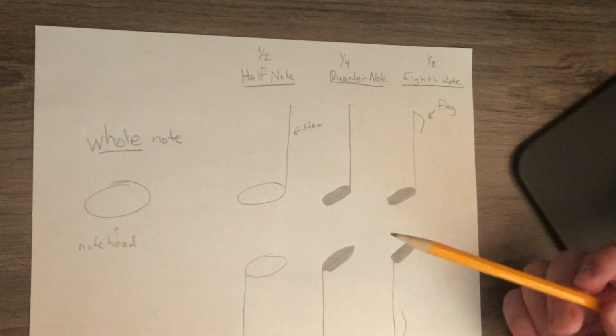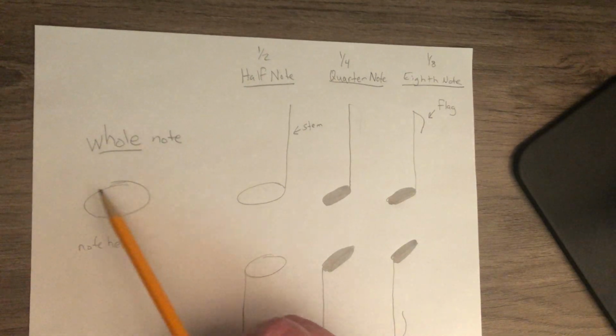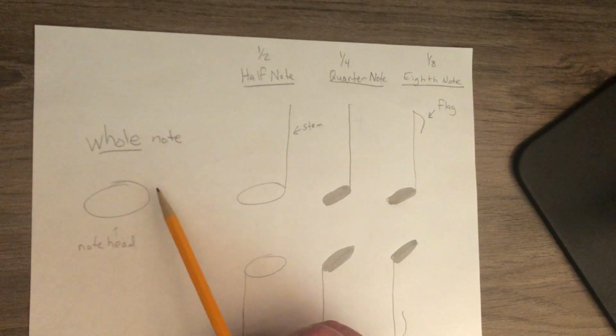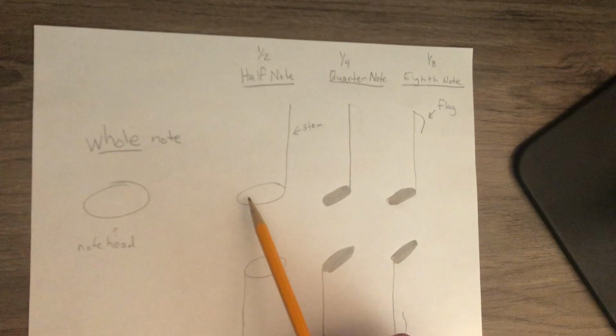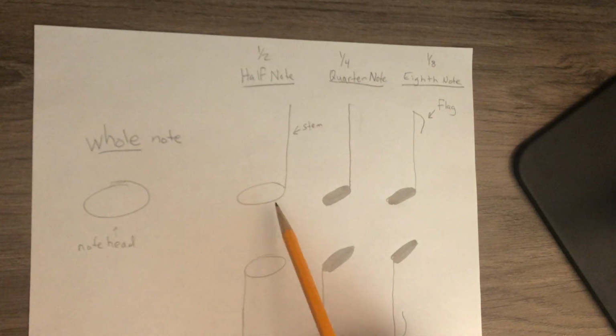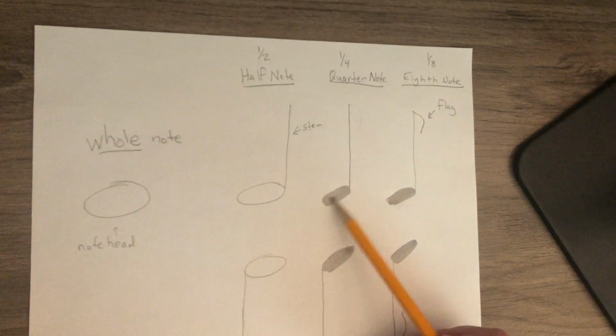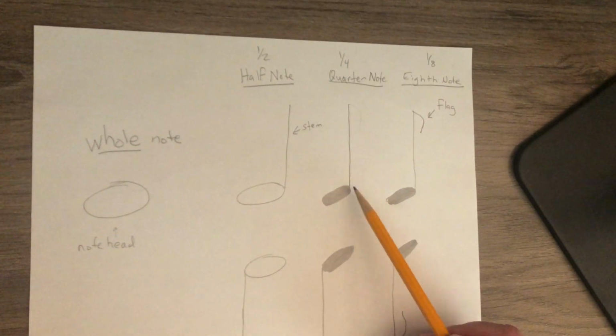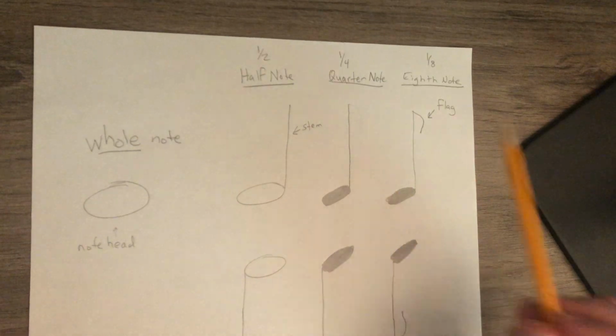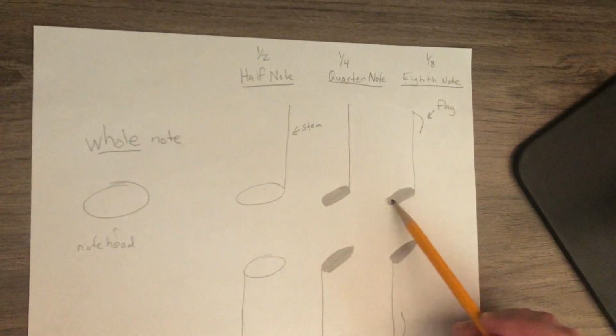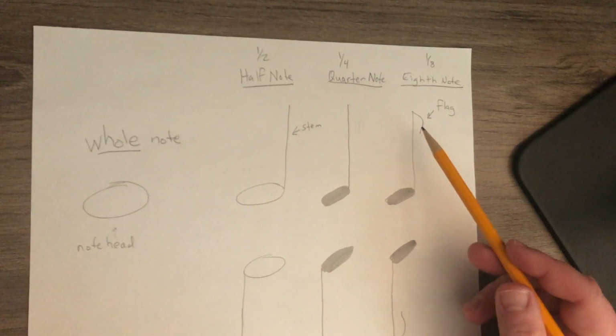Just make sure you know by the time we start band, a whole note is 1 note head, empty, no stem or flag. A half note is 1 note head, empty, with a stem, but no flag. A quarter note is a filled-in note head with a stem, no flag. And then an eighth note is a filled-in note head with a stem and a flag.